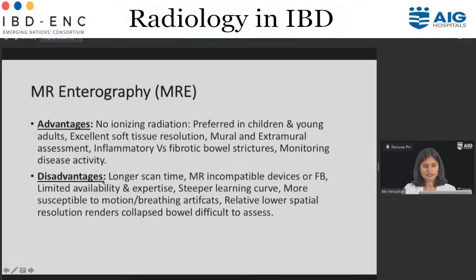The disadvantages, primary disadvantage is that it takes a longer scan time, and so they are prone to motion artifacts, especially in not very cooperative patients. And when there are MR incompatible metallic devices or foreign bodies, we cannot use MRI. And practically, the main disadvantage is the limited availability or expertise in reading the scans or doing the scans in many of the institutions, hence leading to a steeper learning curve.